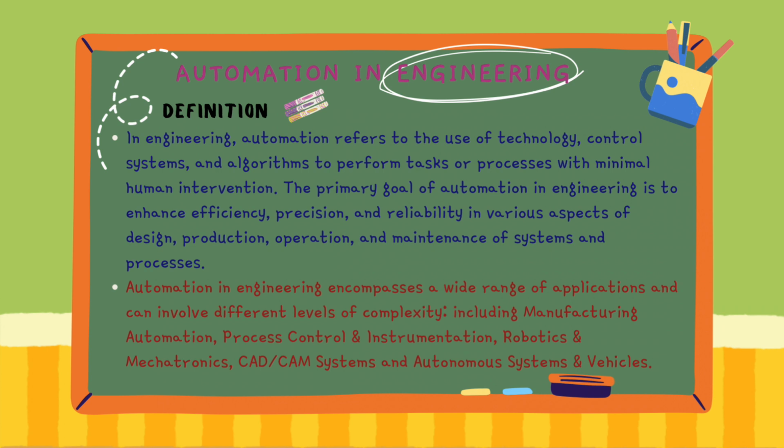But what is automation in engineering? It refers to the use of technology, control systems, and algorithms to perform tasks or processes with minimal human intervention. The primary goal of automation in engineering is to enhance efficiency, precision, and reliability in various aspects of design, production, operation, and maintenance of systems and processes. Automation in engineering encompasses a wide range of applications and can involve different levels of complexity such as manufacturing automation, process control and instrumentation, robotics and mechatronics, computer-aided design or computer-aided manufacturing systems, and autonomous systems and vehicles.